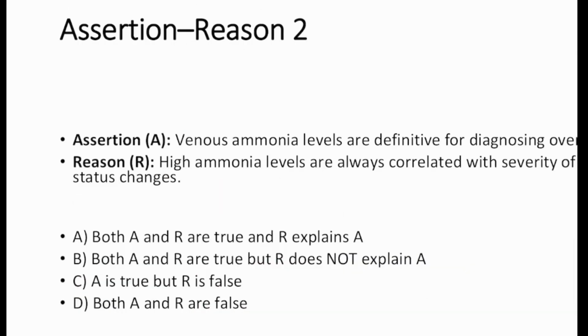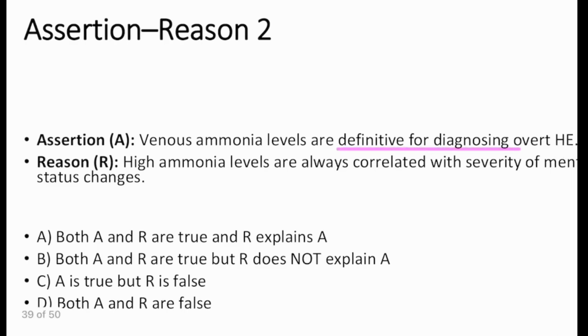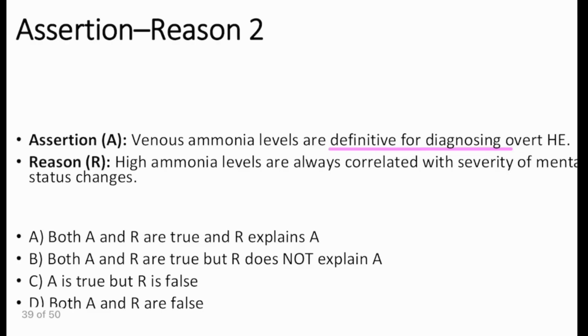One more assertion reason question. Assertion: venous ammonia levels are definitive for diagnosing overt hepatic encephalopathy. Reason: high ammonia levels are always correlated with the severity of the encephalopathic changes. Remember, venous ammonia levels are not definitive. High ammonia levels are not always correlated with severity. So assertion and reason both are incorrect. So remember this point.